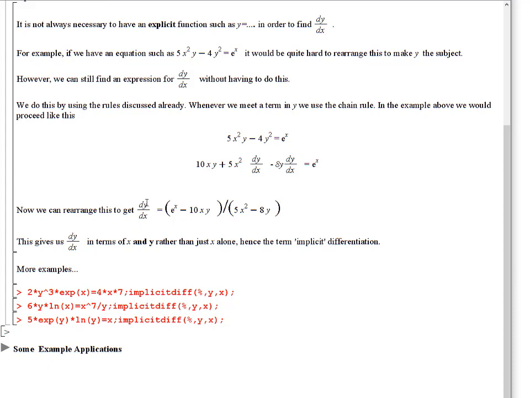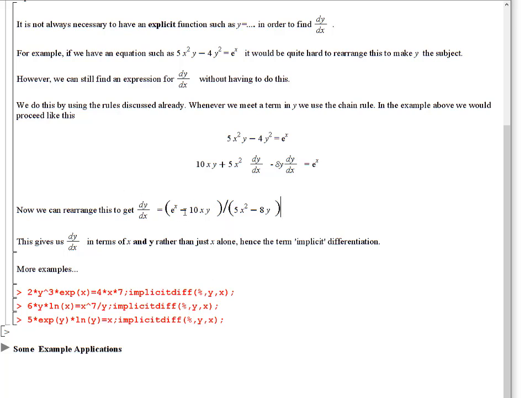What you usually find is that when you get dy by dx, on this side there's both x and y, rather than only x. So that's why it's called implicit differentiation, because you don't get an explicit outcome in terms of the derivative, in terms of x. So here, if we knew the values of x and y, that would let us work out the derivative.